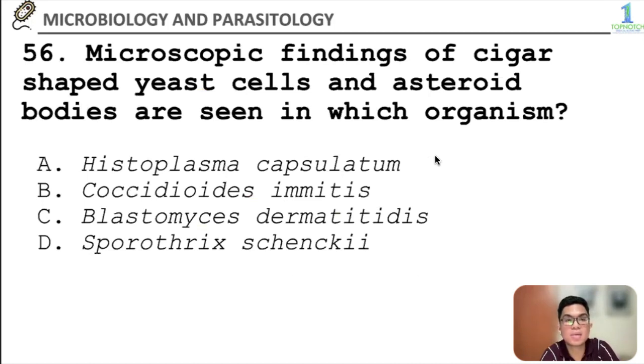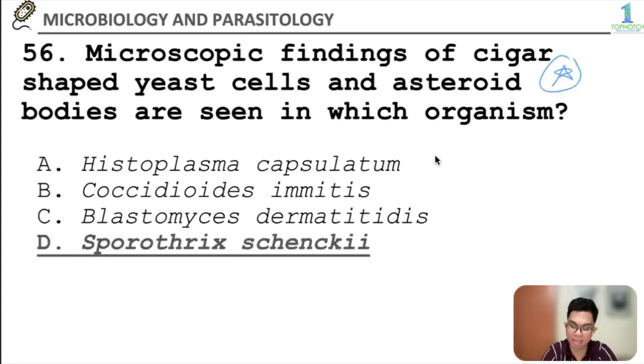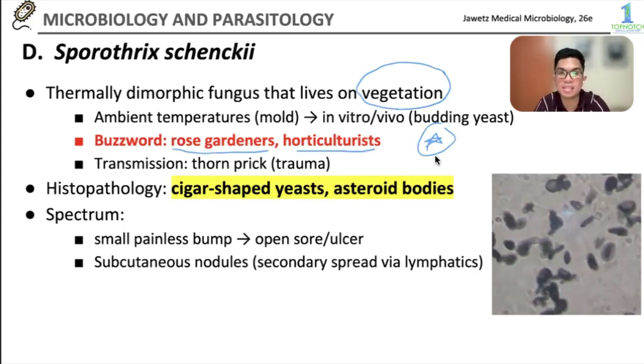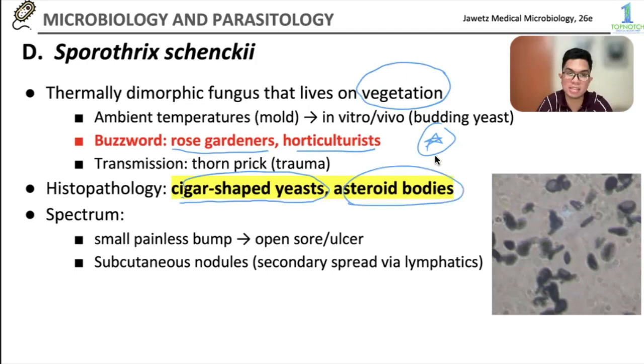Next, last 5 questions. So, cigar-shaped yeast cells and asteroid bodies, these are buzzwords for which mycosis, that's your Sporothrix schenckii. So, Sporotrichosis, it's a thermally dimorphic fungus living on vegetation. So, di ba? Another buzzword sa kanya is your rose gardeners or horticulturists. So, pag na-prick sila ng thorns ng rose, doon na magkakaroon sila ng Sporotrichosis. So, ang histopathology, you see cigar-shaped yeasts or asteroid bodies. Okay? And from a small painless bump, pwede siya mag-ulcerate. And yung ano sa kanya is that it spreads via lymphatics. Kaya meron kang subcutaneous nodules.